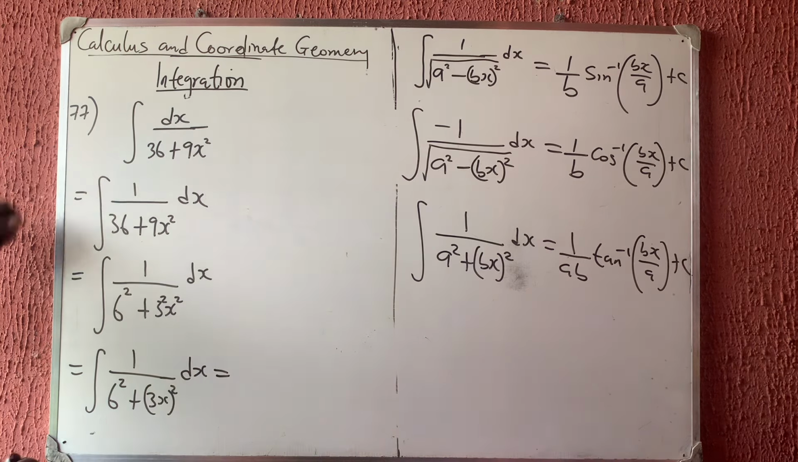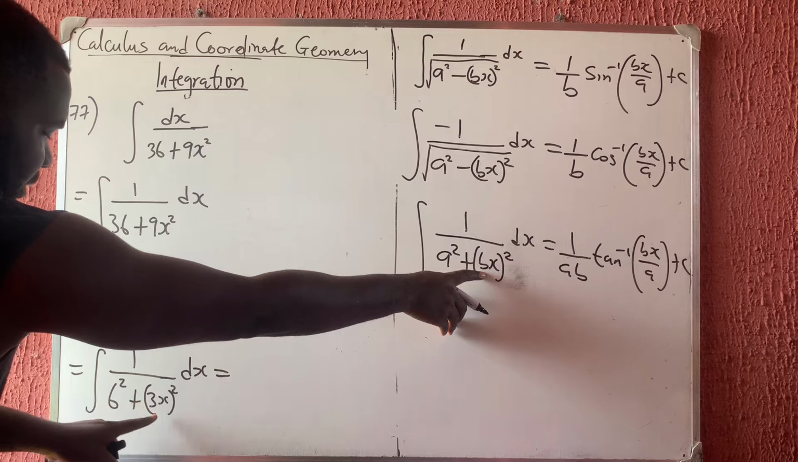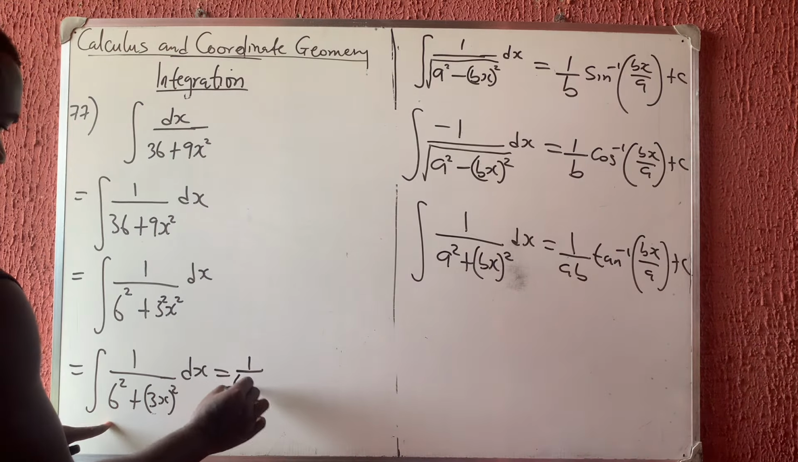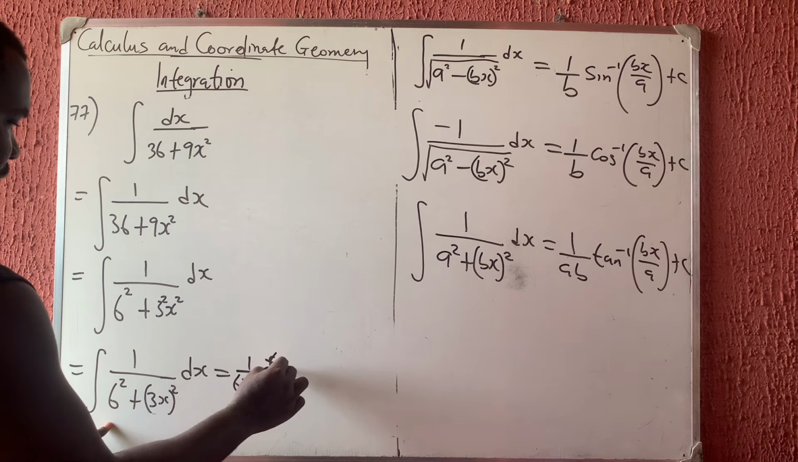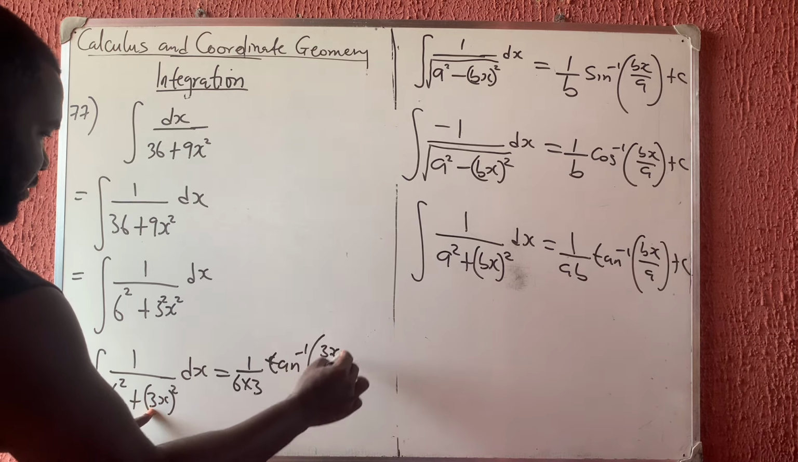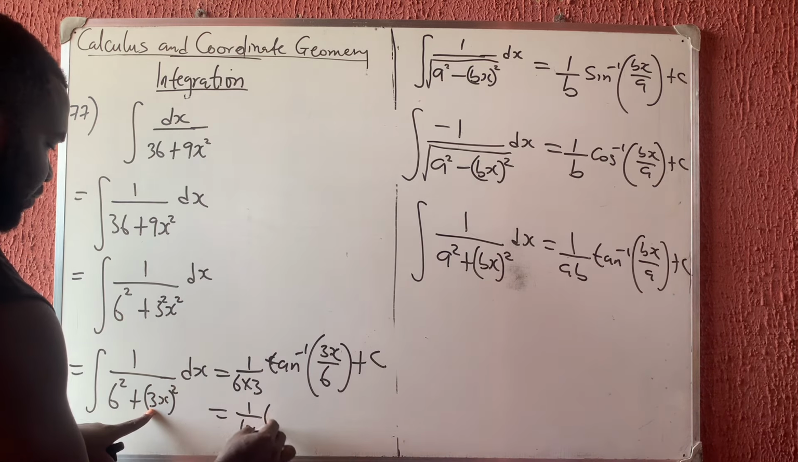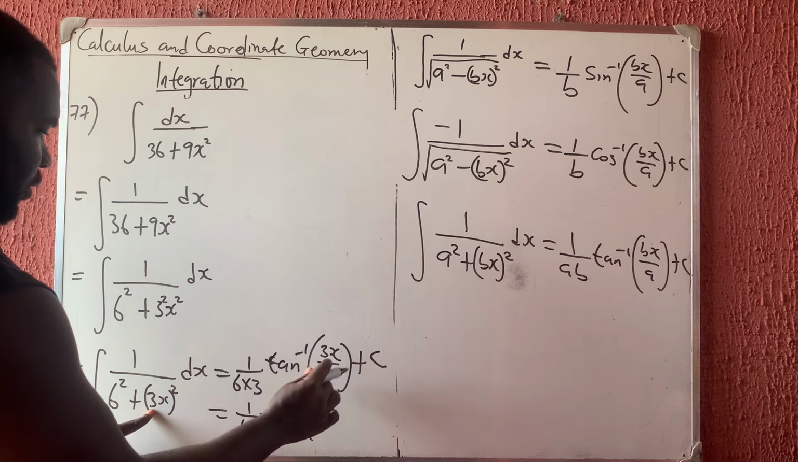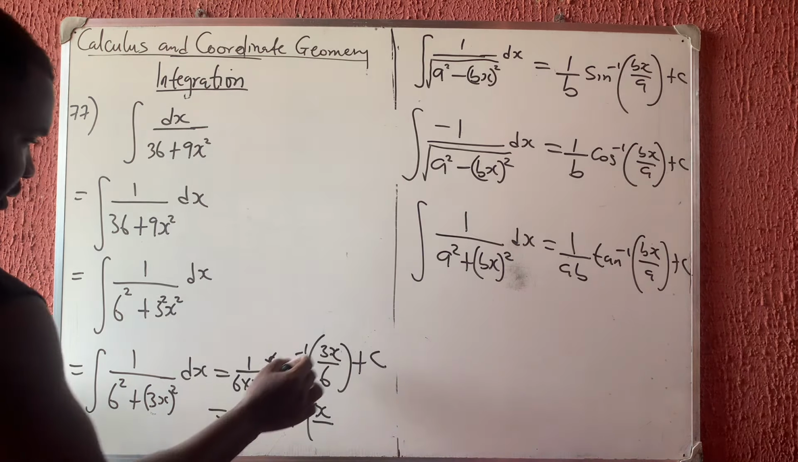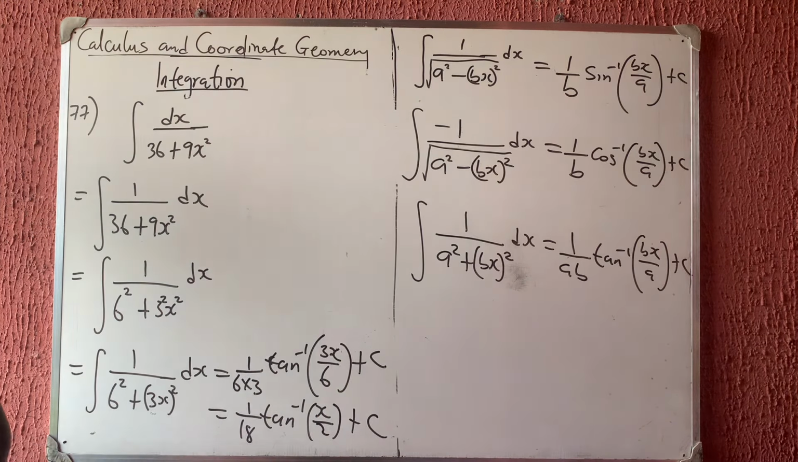So this is equal to, from here, my a is now 6, my b is now 3. So I have 1 over ab, that is 1 over 6 times 3. Then tan inverse of that 3x over 6, then plus a constant, which will give me 1 over 18 tan inverse of this into this will give me x over 2, then plus a constant. So that's for that.